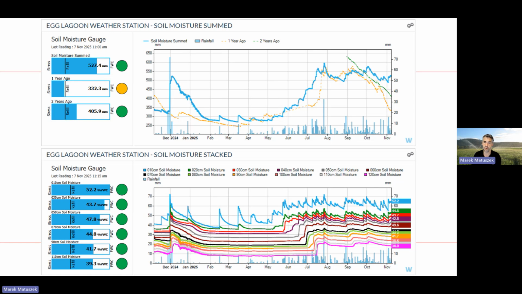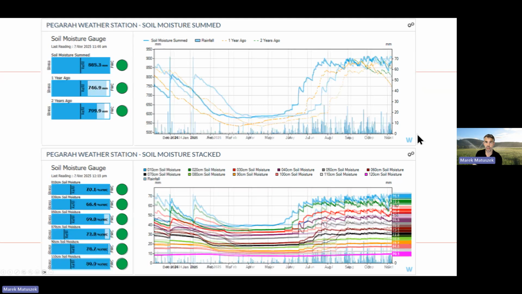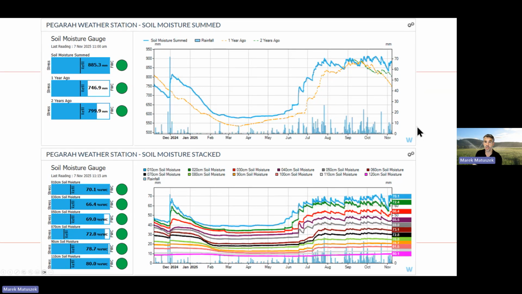Those consistent rains that have been falling, beautiful 10 mil events, are just filling up the profile, filling up that top part of the profile nicely. This is on that semi-coastal country, and it's looking really good. And on the heavier soil types, a similar story there as well.